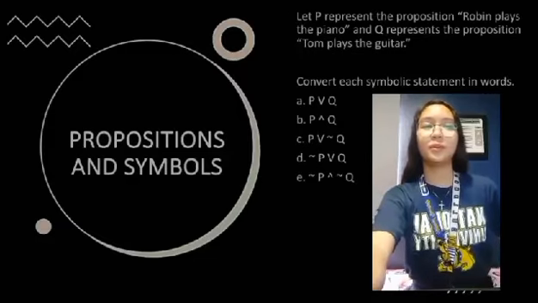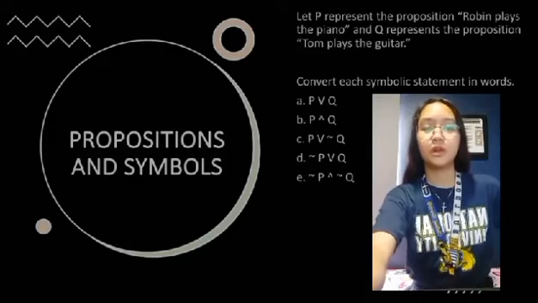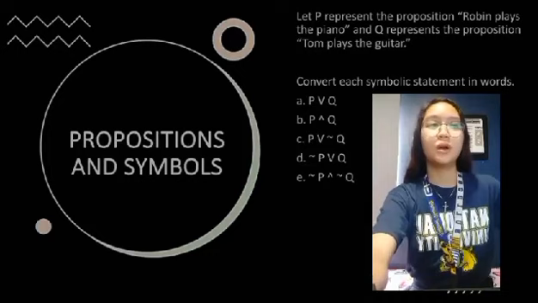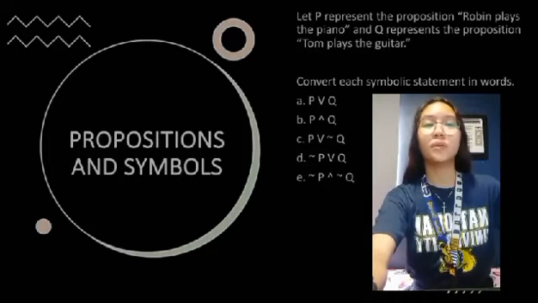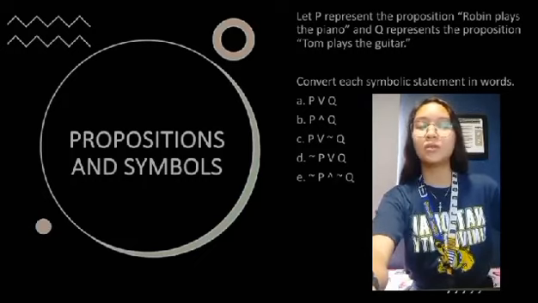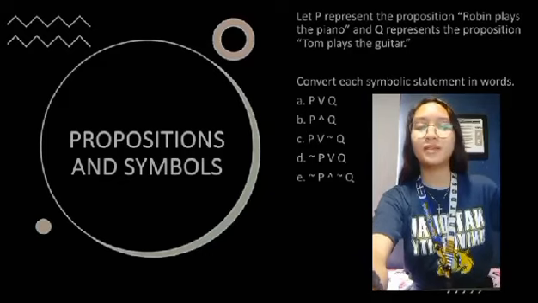Let P represent the proposition Robin plays the piano and Q represent the proposition Tom plays the guitar. As you can see here, I have 5 examples of this topic. Letter A, Robin plays the piano or Tom plays the guitar. Letter B, Robin plays the piano and Tom plays the guitar. Letter C, Robin plays the piano or not Tom plays the guitar. Letter D, not Robin plays the piano or Tom plays the guitar. Letter E, not Robin plays the piano and not Tom plays the guitar.